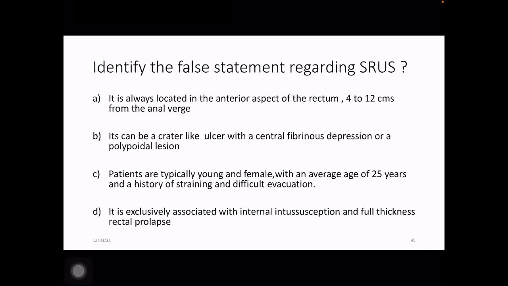SRUS can be a crater-like ulcer with a central fibrinous depression or a polypoid lesion. True or false? True. That is also true. So always remember, though they say SRUS, solitary rectal ulcer syndrome, it's called a triple lie. It's not always a solitary rectal ulcer. What is the triple lie here? It is not always solitary. It is not always found only in the rectum. It's also found in the sigmoid. It is not always an ulcer because it can be like a polyp also. So it's a triple lie. So it can be an ulcer or a polypoid lesion.